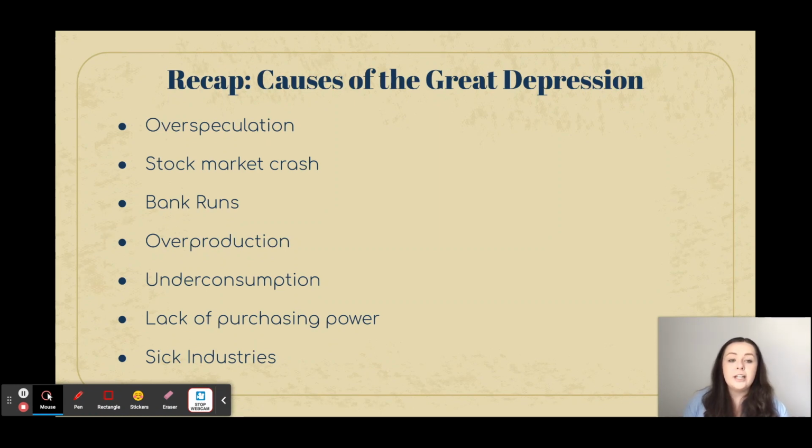And then wages did not keep up with the amount of production. So people lack purchasing power. They lack the ability to buy the things that are being made. And we also talked about sick industries. So this is separate from factories, but farms in particular who are producing more and more things, but then they make less and less money. So the prices are lower, but they try and recoup losses by making more and more things, but they make less and less money. So therefore, they are a sick industry.